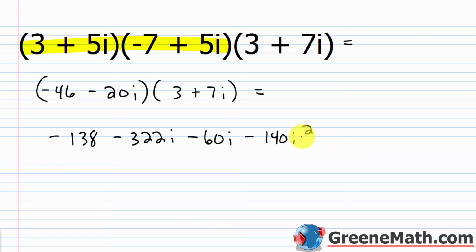All right, now remember, i squared is negative 1. So let's just replace this with negative 1. And so what we'd have is negative 140 times negative 1, which is positive 140. So positive 140 plus negative 138 would give us 2. Then negative 322i minus 60i would be negative 382i. So as our answer in standard form, we have 2 minus 382i.